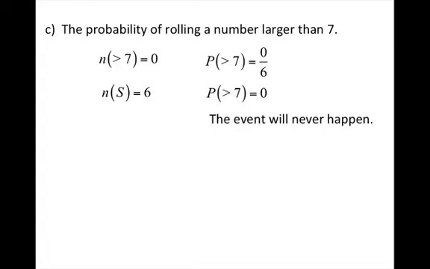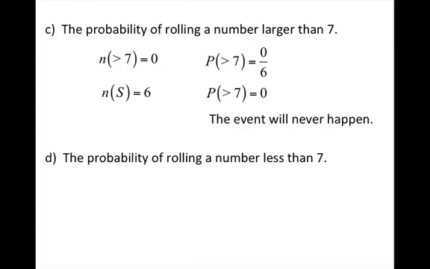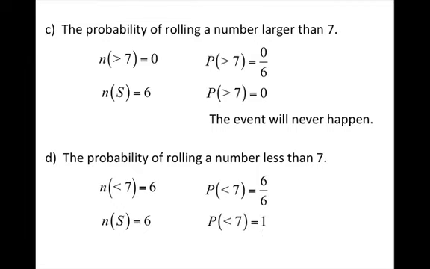Now the next example, the probability of rolling a number less than 7. Well, every number I roll is less than 7. So without working this out, I know that my probability is going to be 1. That's always going to happen. But let's look at how this happens mathematically. The number of ways to roll a number less than 7 is 6, because every side is less than 7. The number in my sample space was 6. So that means my probability of rolling a number less than 7 is 6 out of 6, which is 1. And as we said, that event will always happen, so the probability would be 1.